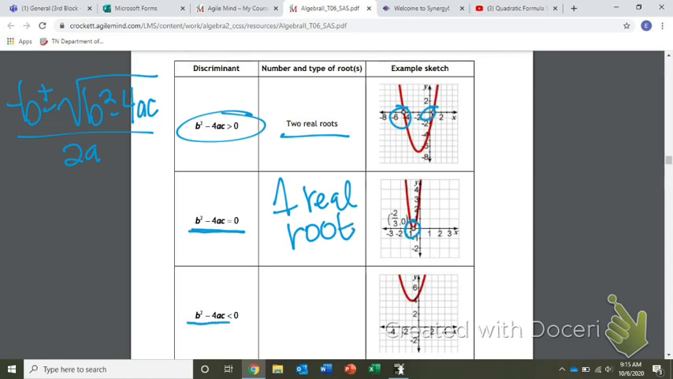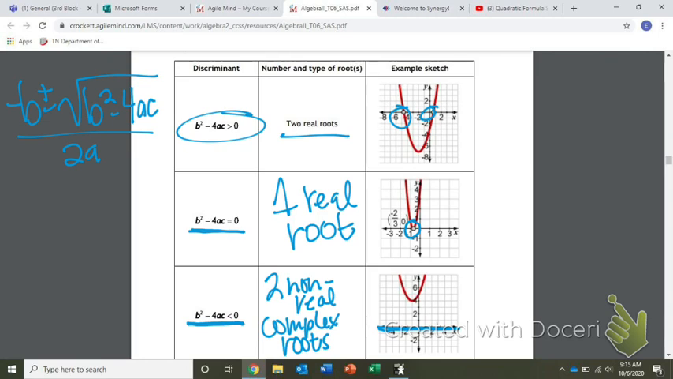If it is negative, it's less than 0, it will have 2 non-real complex roots. Okay? Non-real means they're not real, means you can't see them, hence why they're not touching this x-axis. Okay?